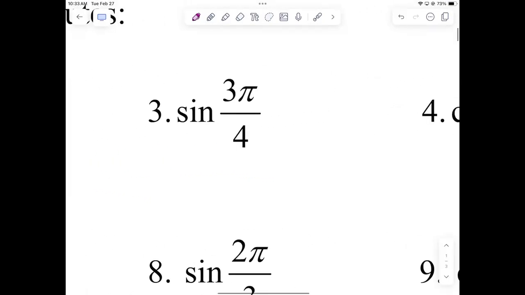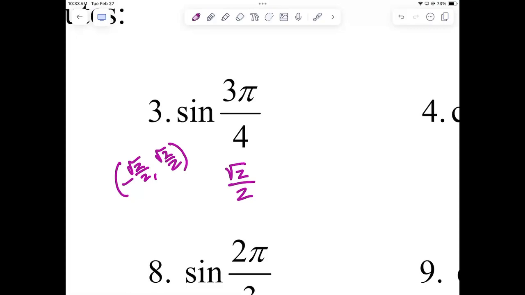Next one. Sine of 3 pi over 4. Pi over 4. I'm thinking square root of 2 halves, square root of 2 halves. 3 is less than 4. I'm just short of pi. I've landed in quadrant 2. How do I get to quadrant 2? I go left and up. So it's negative, positive. You want the sine? Well, that's just the positive root 2 over 2.